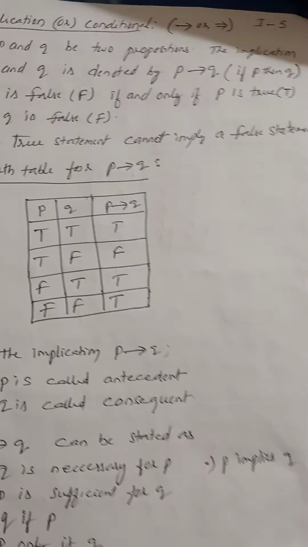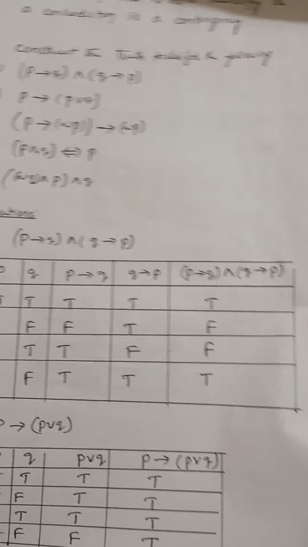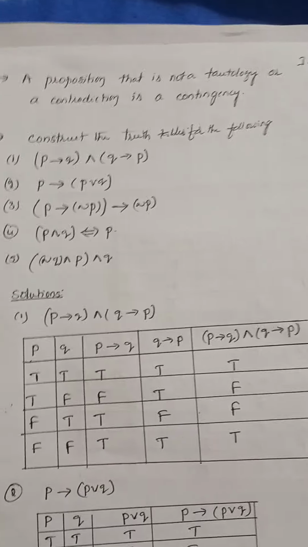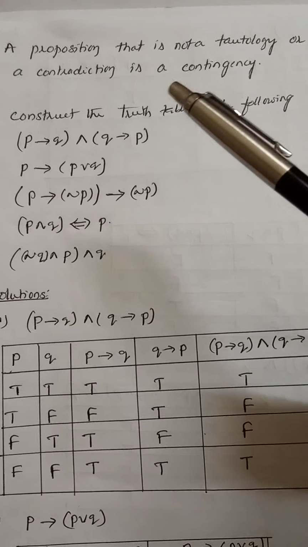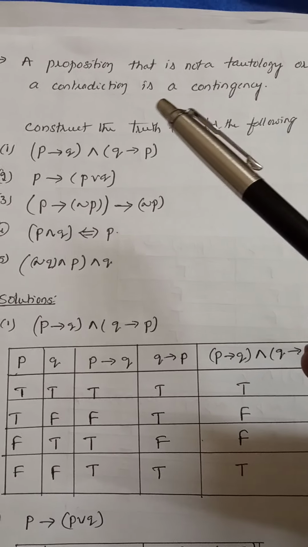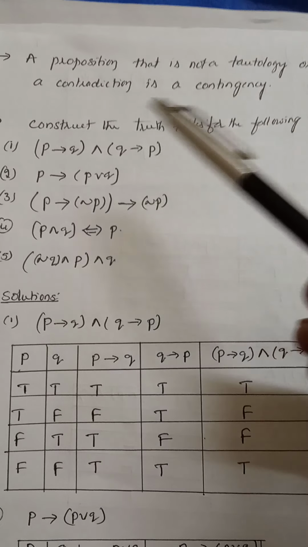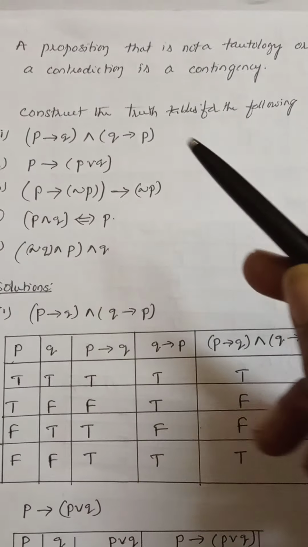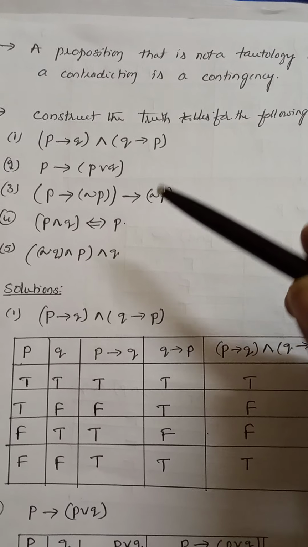This one is over now. Next one. A proposition that is neither a tautology nor a contradiction is called a contingency. It is another point. Now construct the truth tables for the following questions.